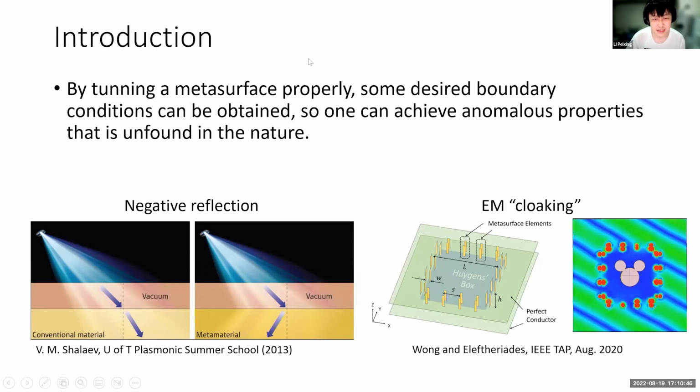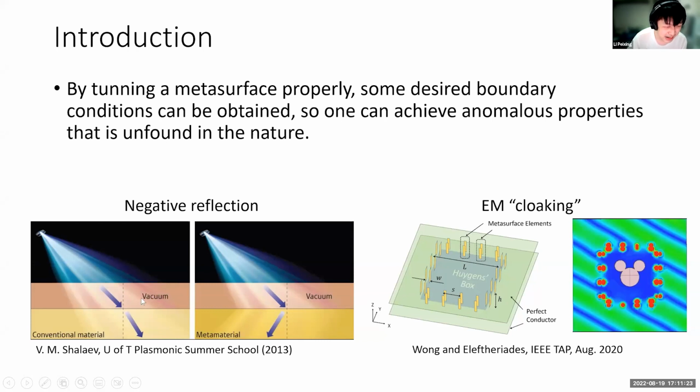By tuning a metasurface properly using an FPGA or other microcontroller, we can achieve desired boundary conditions, and then we can achieve many interesting properties which are not found in nature. The first example is on the bottom left, which is named negative refraction. Sorry, I said negative reflection, here it should be negative refraction.